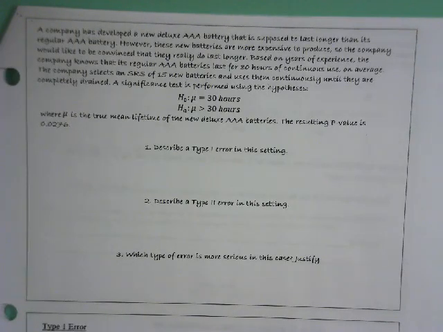A significance test is performed using the hypotheses H0 that the mean battery life length is 30 hours, and the alternative that the mean battery life length is greater than 30 hours. Mu represents the true mean lifetime of the new deluxe AAA batteries. We got a p-value of 0.0276. I want you to describe a type 1 error in the setting, type 2 error in the setting, and then give me a reason why you think type 1 or type 2 is more serious.